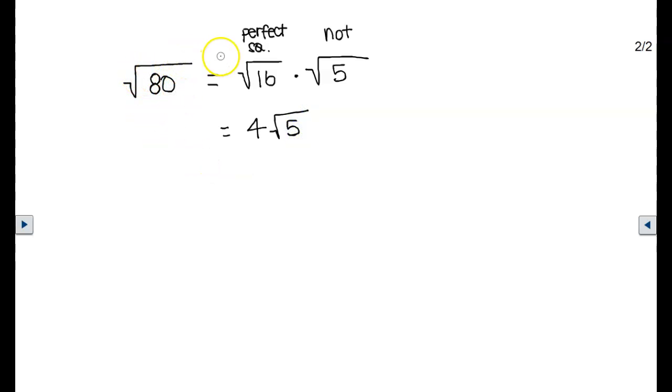So the square root of 80 in simplest form would be 4 root 5, or 4 square roots of 5, or 4 times the square root of 5. All of those would be valid ways to read that answer. So that's how we simplify the square root of a number. We factor it into 2 square roots so that one of them is a perfect square.